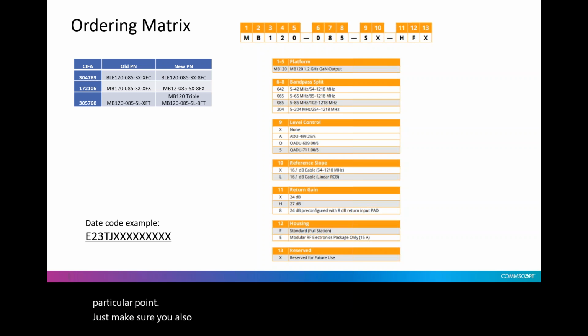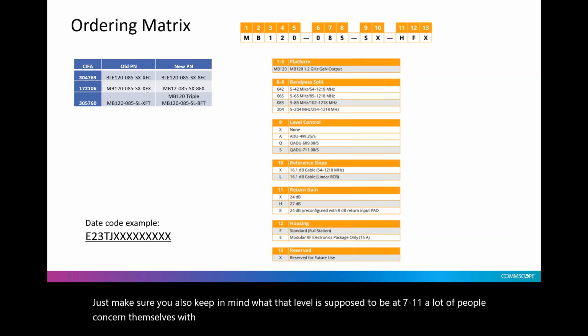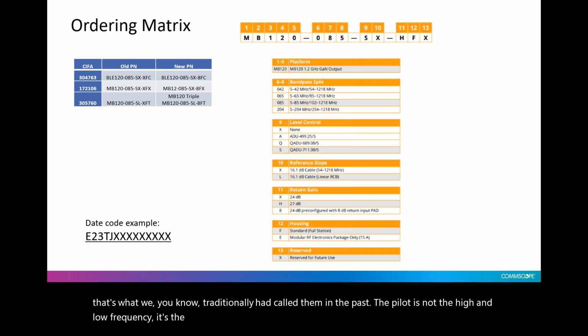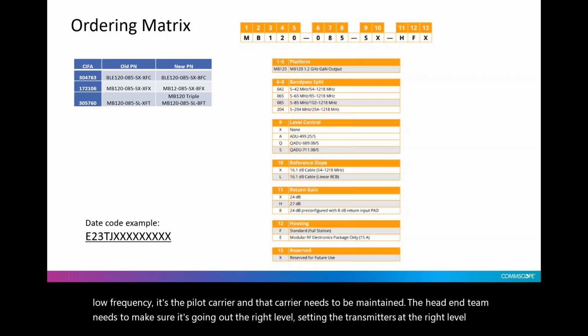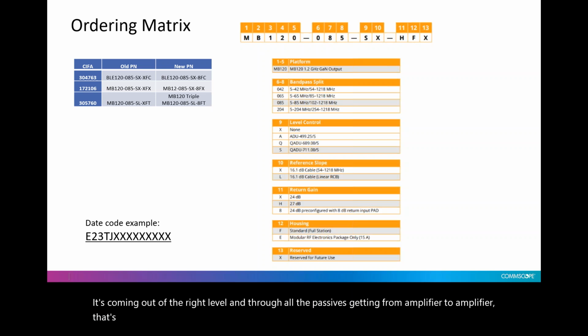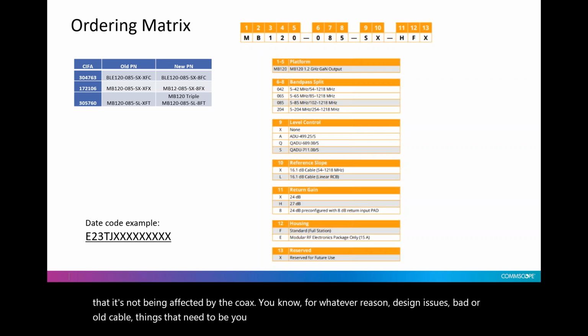Just make sure you also keep in mind what that level is supposed to be at 711. A lot of people concern themselves with low and high reference carriers, and I use the word reference because that's what we traditionally had called them in the past. The pilot is not the high and low frequency; it's the pilot carrier, and that carrier needs to be maintained. The head end team needs to make sure it's going out the right level, it's hitting the transmitters at the right level, it's coming out of the node at the right level, and through all the passives, getting from amplifier to amplifier, that it's not being affected by the coax. For whatever reason, design issues, bad or old cable, things that need to be repaired.